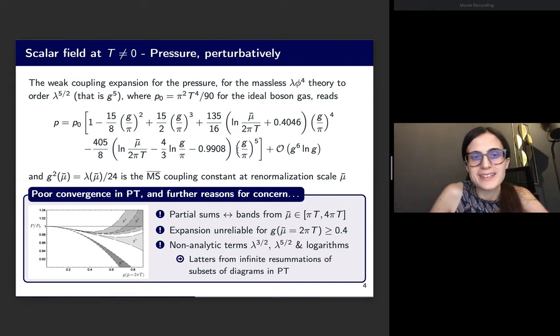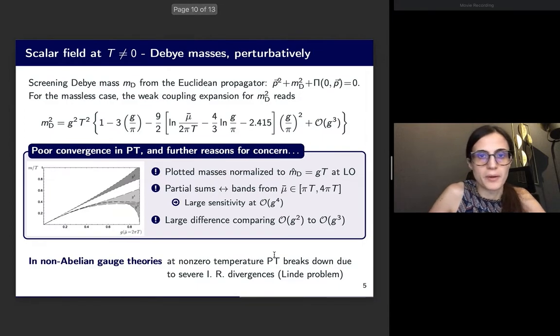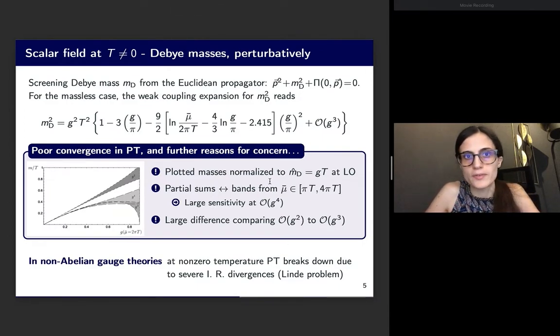Moreover, we see that this expansion is not really satisfactory in the sense that it contains non-analytic terms like these powers of the coupling lambda and logarithms. These result from infinite resummation of subsets of diagrams in perturbation theory, and of course are another reason for concern about this perturbative expansion of the pressure.